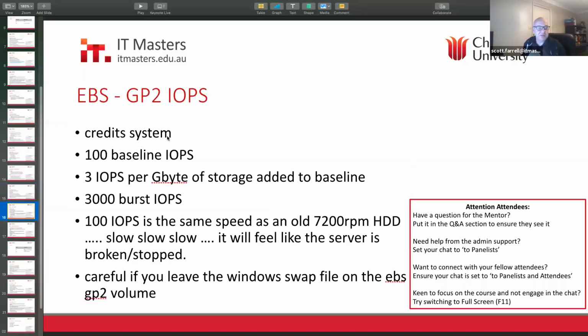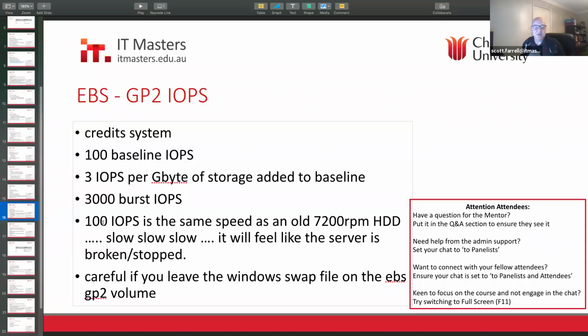Let's have a look at IOPS a little bit. Under GP2, it's a credit system. Most people don't know this, and they use it, and then one day wonder why it went slow. You've got 100 baseline IOPS for EBS, plus 3 IOPS per gigabyte of storage added to the baseline. So if you've got 10 gigs of storage, you've got 30 IOPS from that plus the 100 IOPS. You have 130 IOPS, which is very small, but you do have a 3,000 burst IOPS. And remember, there's a credit system involved, so once you run out of credits, you end up back at the baseline.